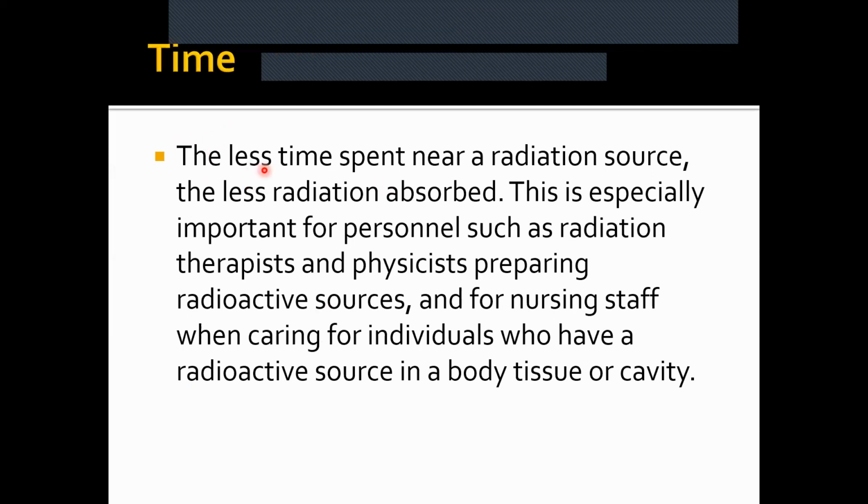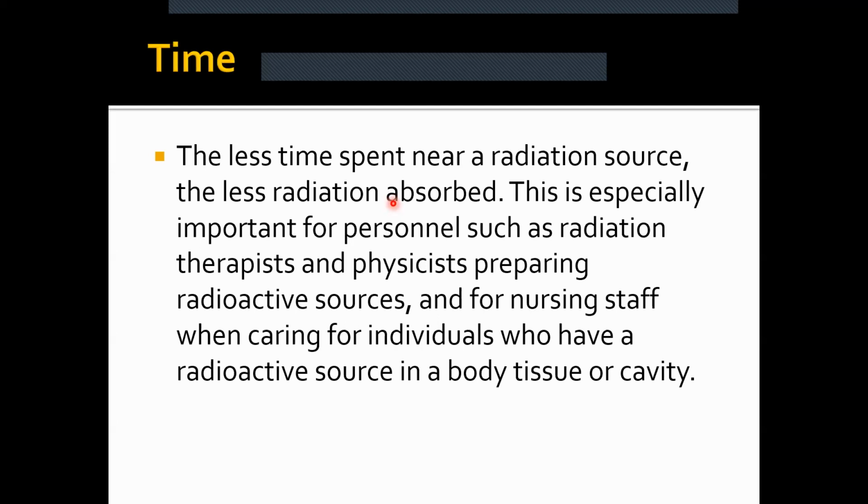So time, again, if you're spending a lot of time near a radiation source, you're going to absorb a lot more radiation. And so that's why, for example, physicians that work with radiation, such as radiologists, need to have preparation for that activity to protect themselves from the radiation.